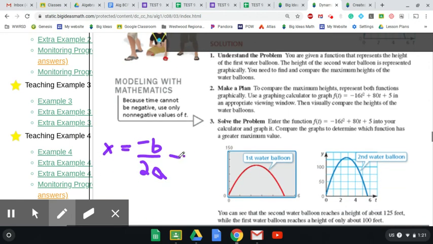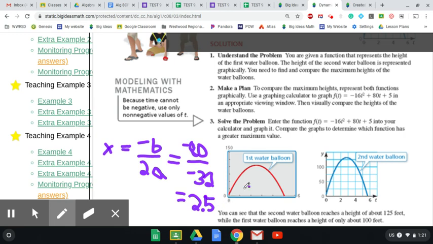So this is going to be negative 80 over 2 times negative 16, which is negative 32. Then I want to take this and find out what this value actually equals. So negative 80 divided by negative 32, that equals 2.5. So now I'm going to take that 2.5, plug it into the initial equation, and then we can find out what the y value is.